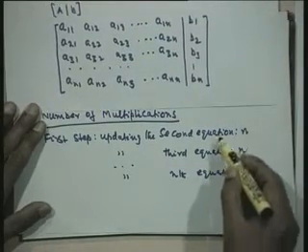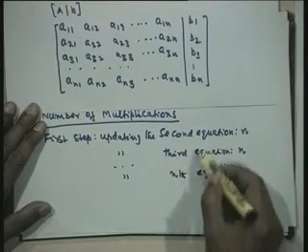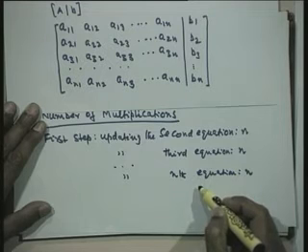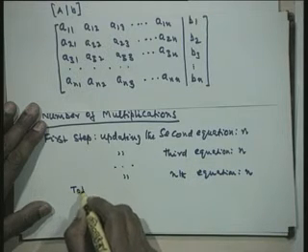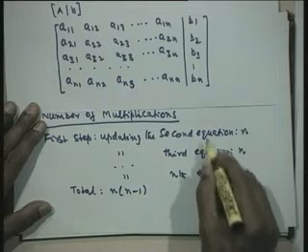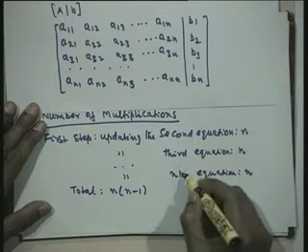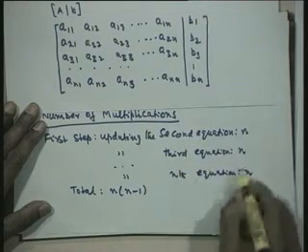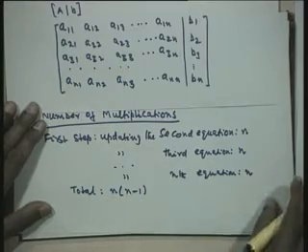The total number of equations updated are second to nth. There are n minus 1 equations that are updated. Therefore, the total for the first step is n into n minus 1. There are n minus 1 equations that are updated starting from second to nth. Therefore, n minus 1 into n will be the total multiplications that will be required.